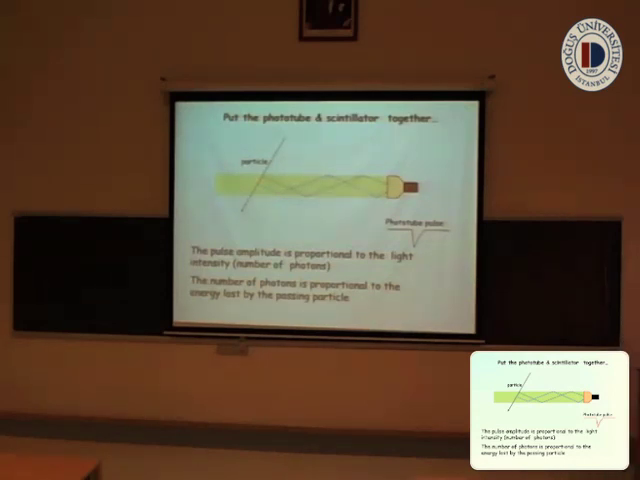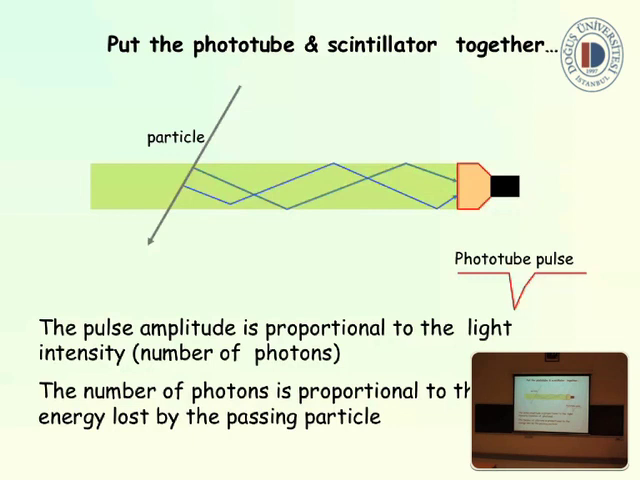So again, let's repeat it. We have a particle which passes through the scintillator, and it produces photons through the interaction with the molecules. The photons pass through the scintillator and come to the phototube, and in the phototube, due to the photoelectric process, we have electrons and we can read the signal. The amplitude of the pulse is proportional to the light intensity, and the number of photons is proportional to the energy lost by the passing particle. It means that we can measure the energy loss of the particle.